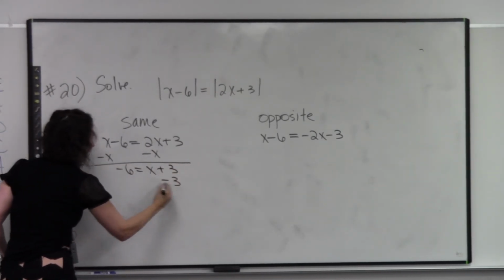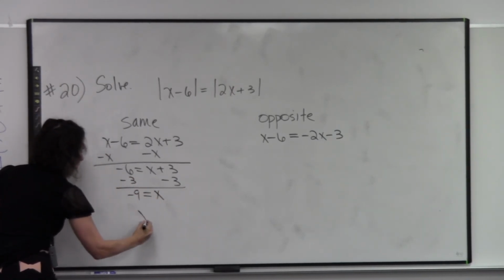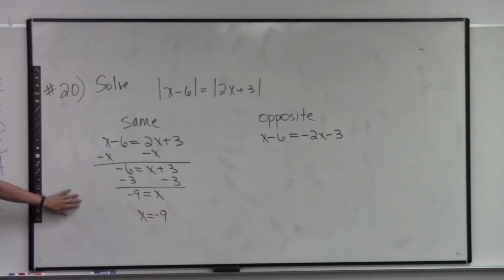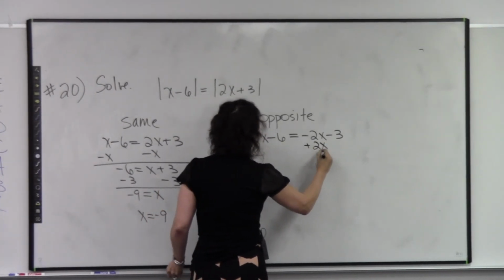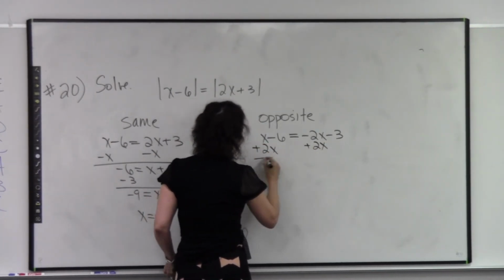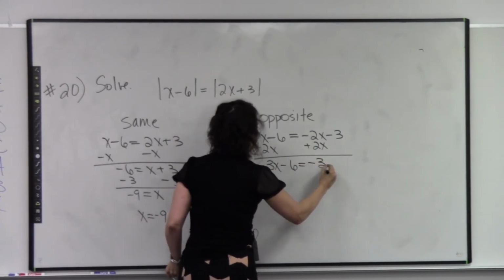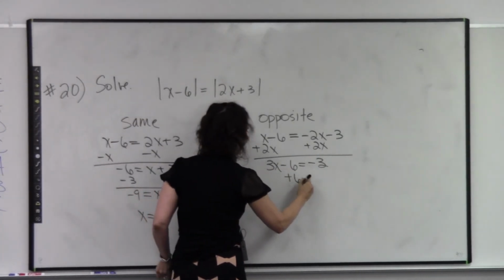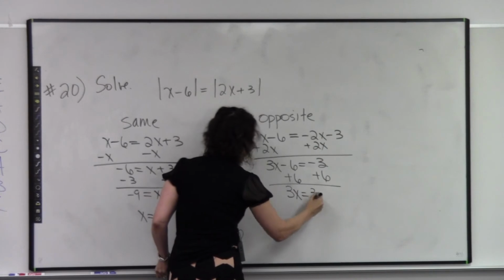And then from here, we're going to subtract 3. So I'm ending up with x equaling a -9. Y'all in agreement there? Over here, probably you're adding 2x to both sides. So I have 3x minus 6 equaling a negative 3. From here, I'm going to add 6. So 3x equals a positive 3.